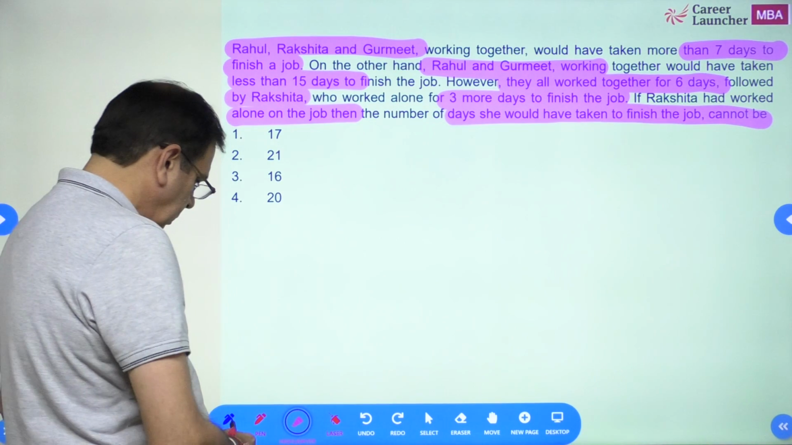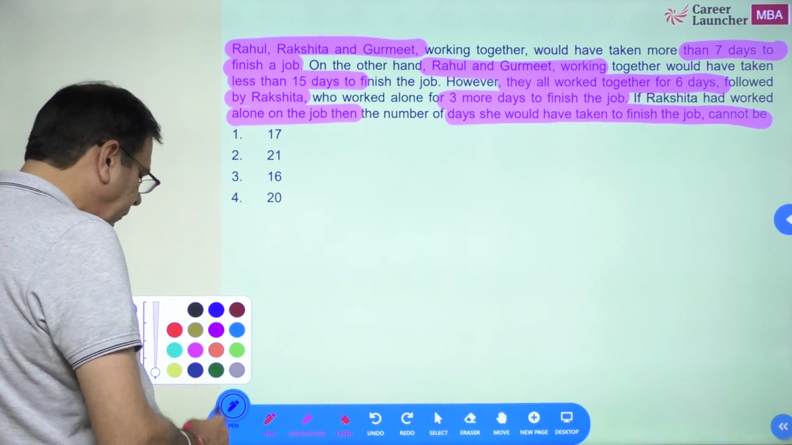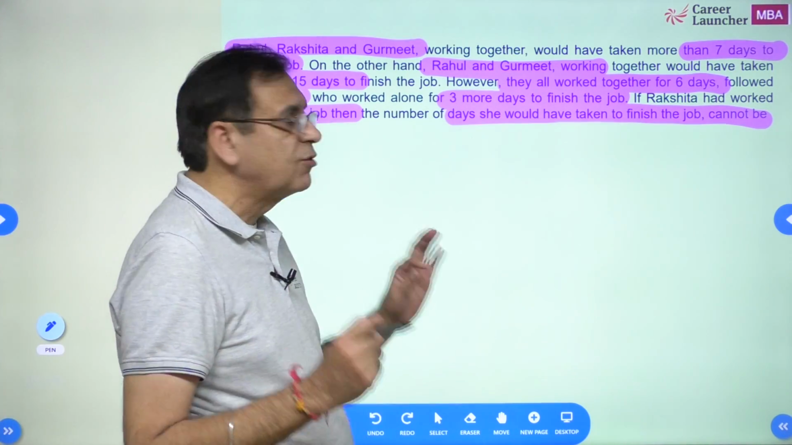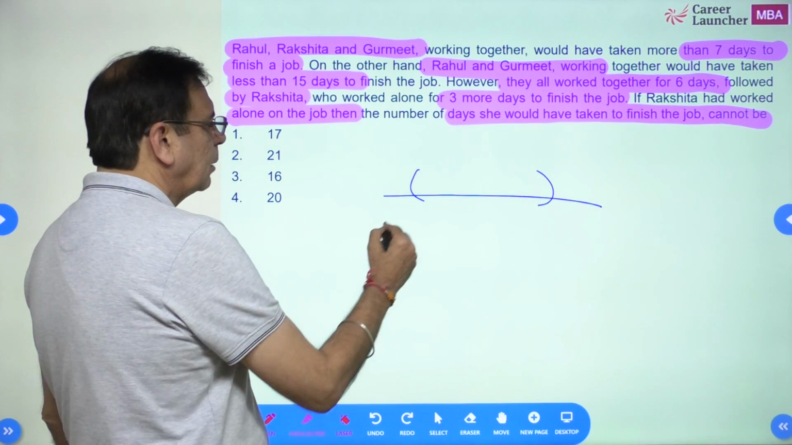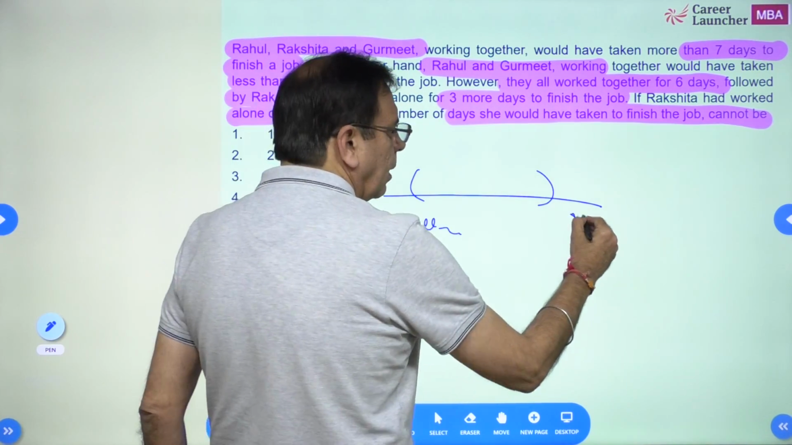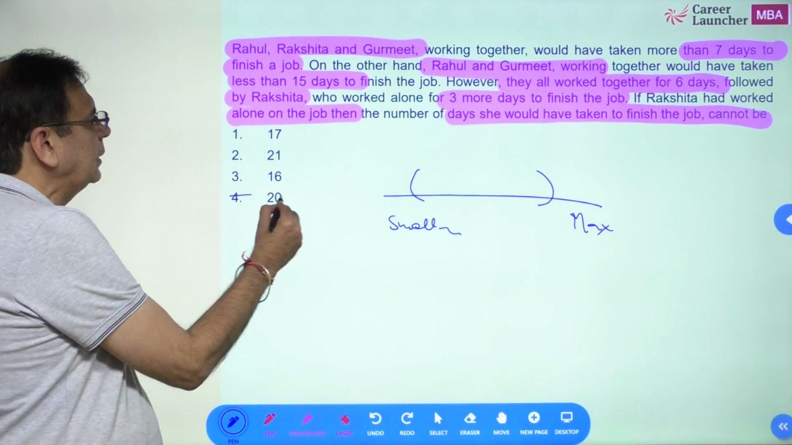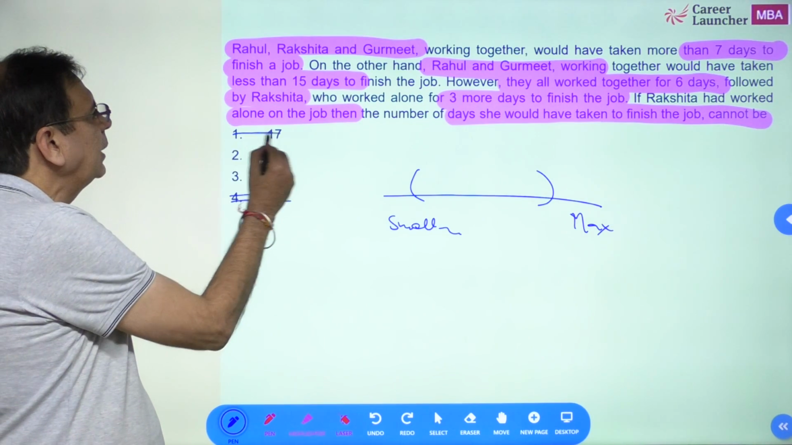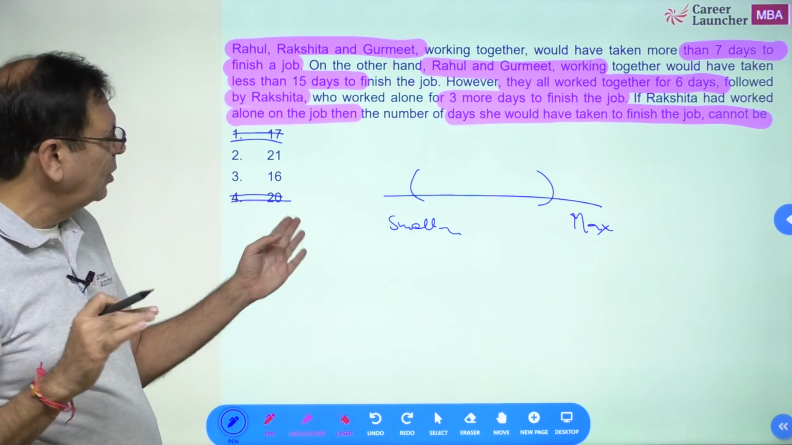What does it mean? When we say it cannot be, what it effectively means is your answer will be an extreme choice, because your answer will be in this range. That means the smallest or the highest value will be wrong, which means 20 is not a possible answer. 17 is not the answer either; the answer will be either 16 or 21. Answer has to be one of the extreme values only. It will be 16 or 21.